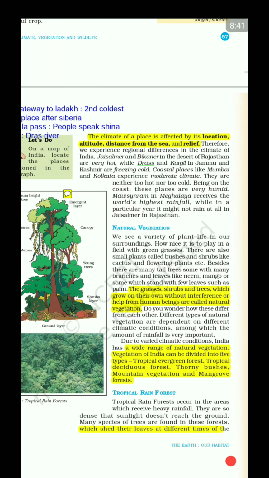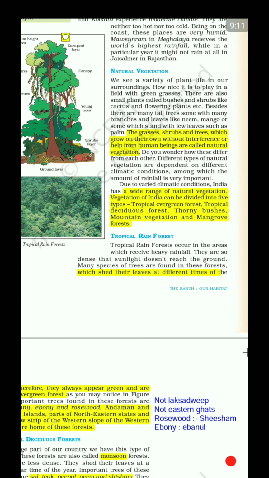The grasses, shrubs and trees which grow on their own without interference or help from human beings are called natural vegetation, right? Due to varied climatic conditions, India has a wide range of natural vegetation. Vegetation of India can be divided into 5 types: tropical evergreen forest, tropical deciduous forest, thorny bushes, mountain vegetation, and mangrove forests, right? First, we go to tropical rainforest.